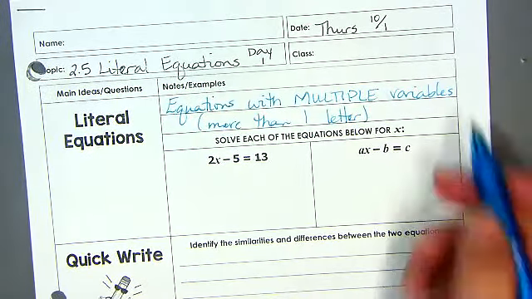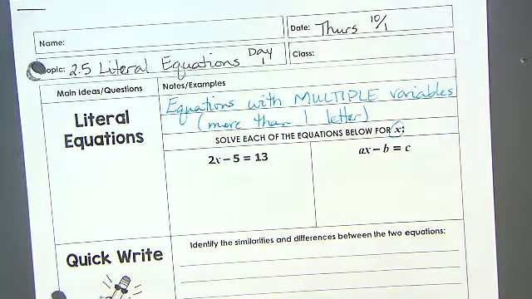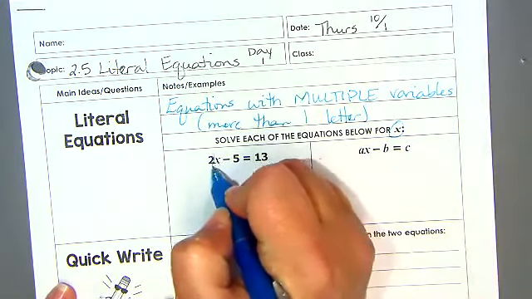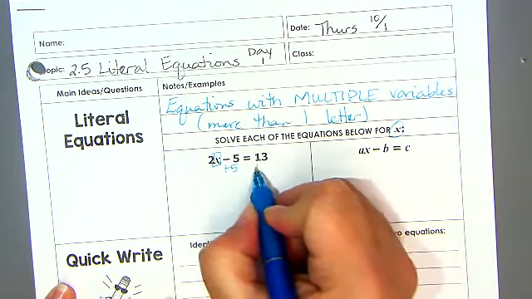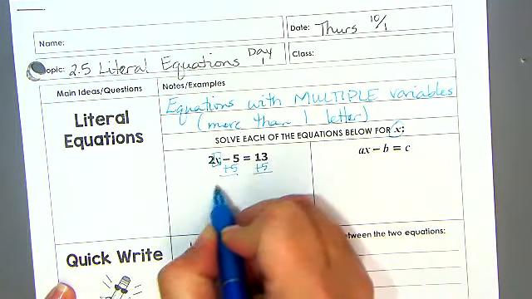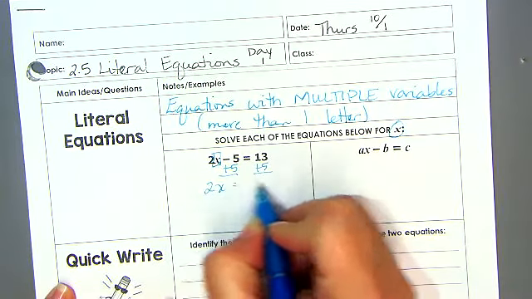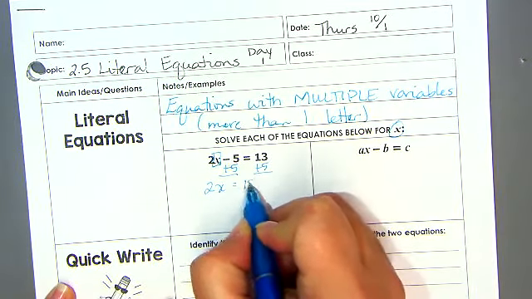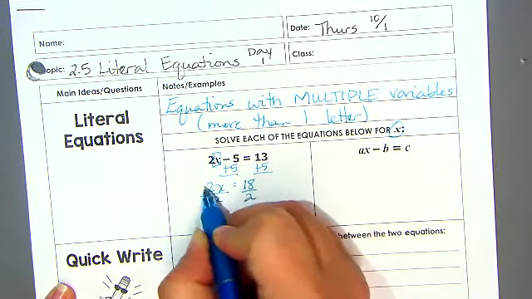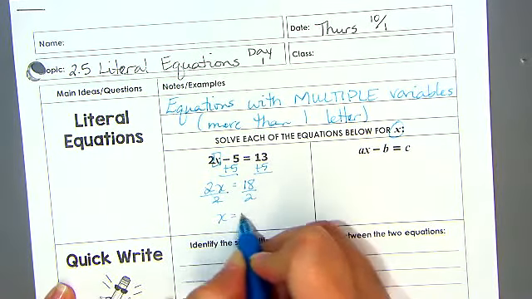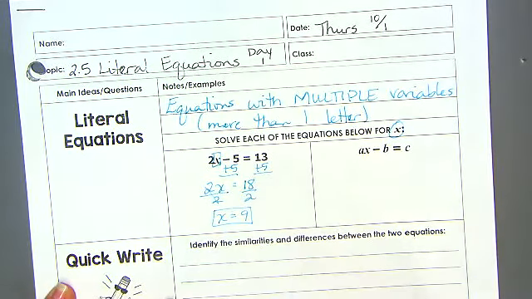Okay, so we're solving for x. So we use the same solving equation rules. My goal is to get the x by itself, so I have to move what's farthest away. So I'm going to add 5 to both sides. So we have 2x equals 18. And now to get the x by itself, we divide by 2. This is what we've been doing and drilled into the brain. So we end up with x equals 9.